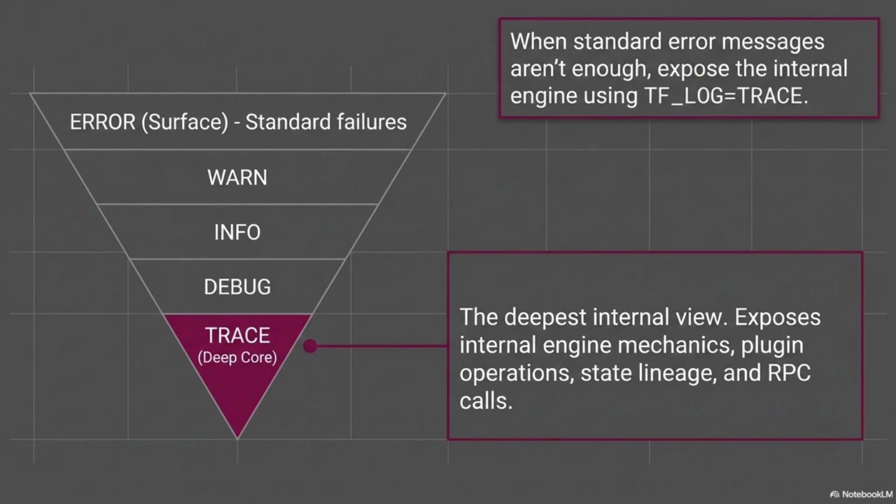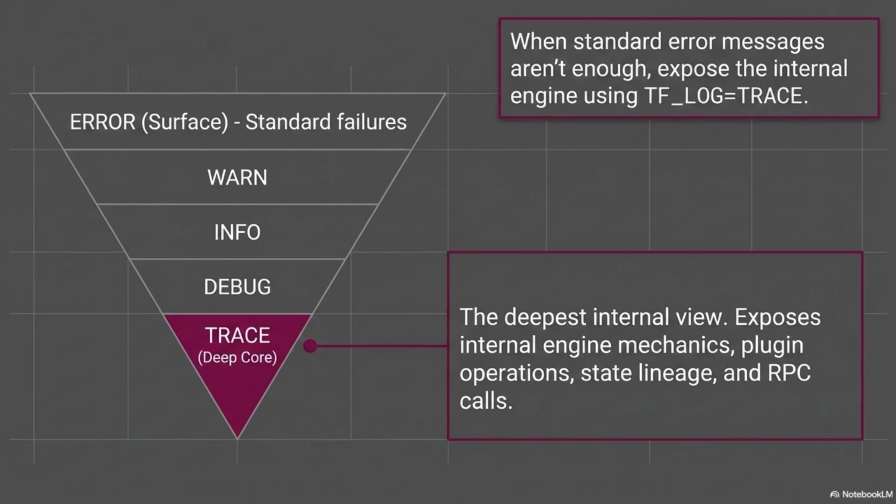The visibility funnel. TF_LOG levels. Now let's talk about debugging, specifically what you do when standard error messages aren't enough to tell you what went wrong. Terraform has a logging system with five levels, and they form a funnel from surface to core. At the top, error. This is what you normally see. Standard failure messages. They tell you something went wrong, but they don't always tell you why. Below that, warnings that aren't failures but deserve attention. Then info, general operational information about what Terraform is doing. Then debug, more detailed internal output that starts to show you how Terraform is processing your configuration.